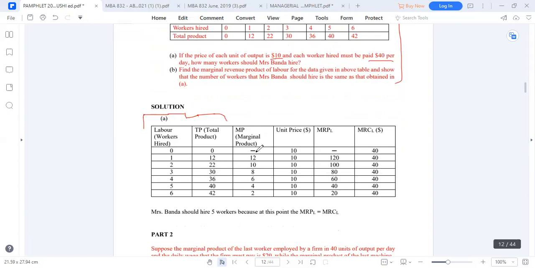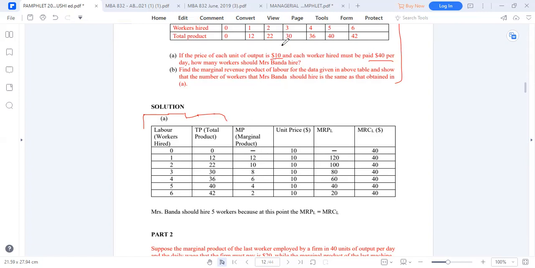Then the marginal product is the addition from here to here, 12. From 12 to 22, 10. From 22 to 30, 8. 30 to 36, 6. 36 to 40, 4. And 40 to 42, 2. So these are additional products. So we call this a marginal product.